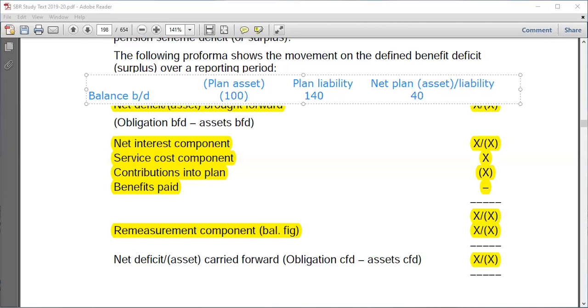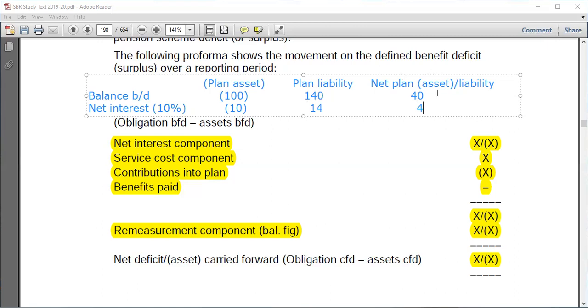And then you have the net interest. They just say net interest component. We need the net interest, but we believe that they have already been netted like this. But in case they are not netted, let's presume we have an interest of 10%. So I would say 100 times 10%, and this should give me 10. And then I would come here to plan liability: 140 times 10% should give me 14. The 14 should be positive, since we said the liability is positive. So negative 10 plus positive 14, you would have positive 4.